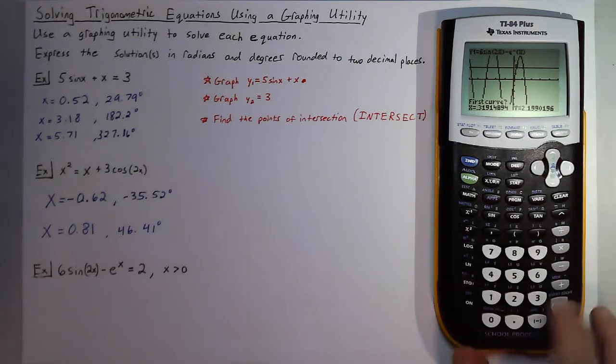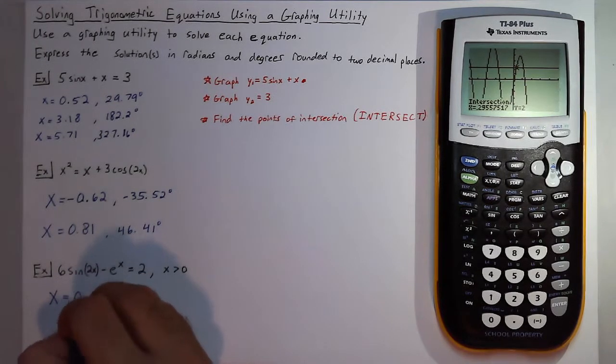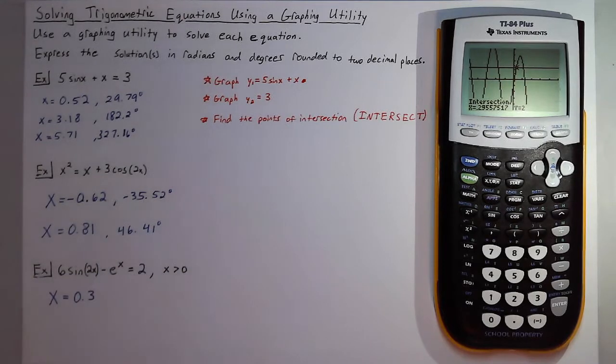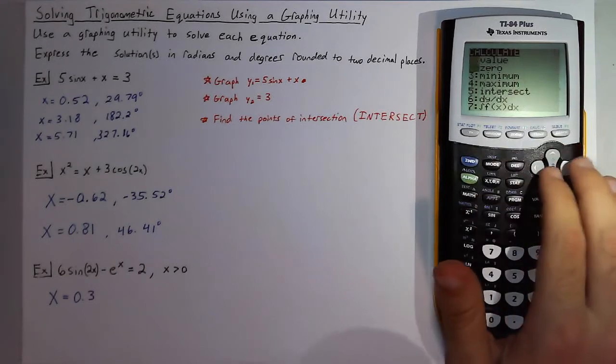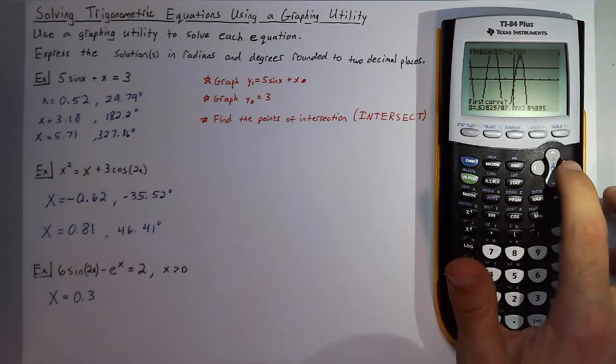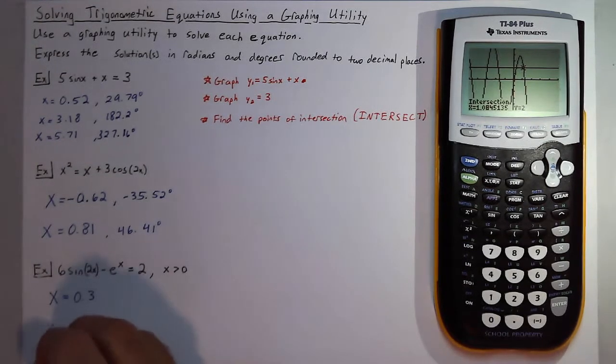So near the first intersection point, we have x is equal to 0.295, so that's 0.3 when rounding to 2 decimal places. And second trace, intersect on the other one, move up the curve, back down. And guess, and we have 1.08. So x equal to 1.08. So these are your 2 solutions.